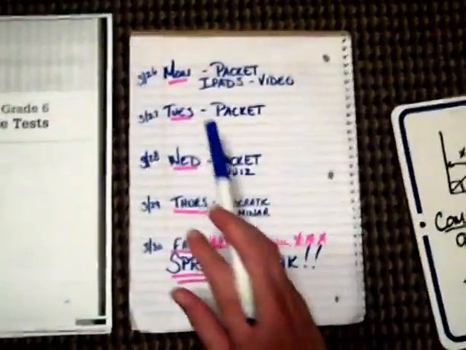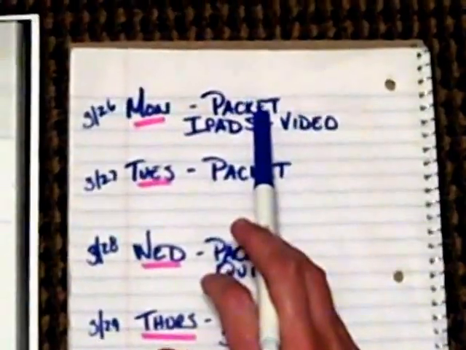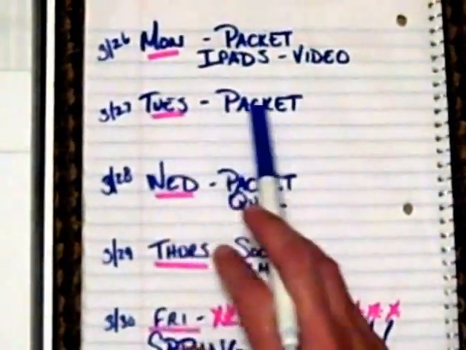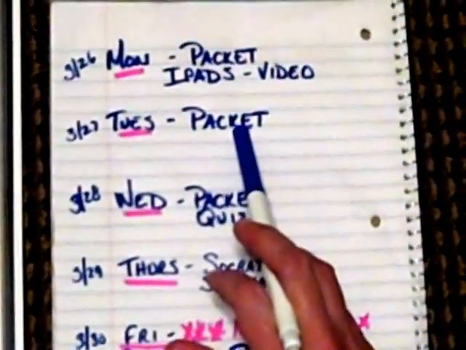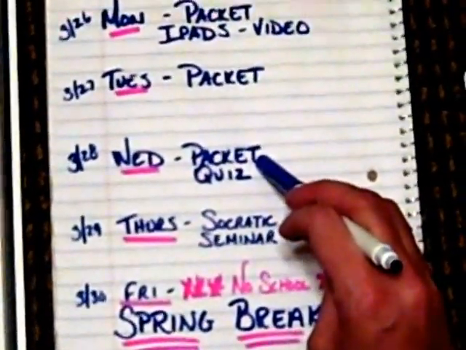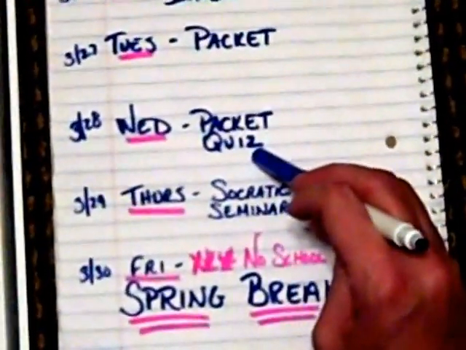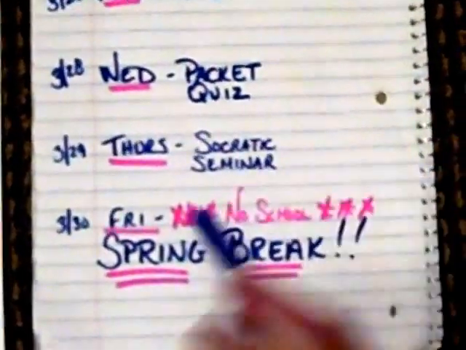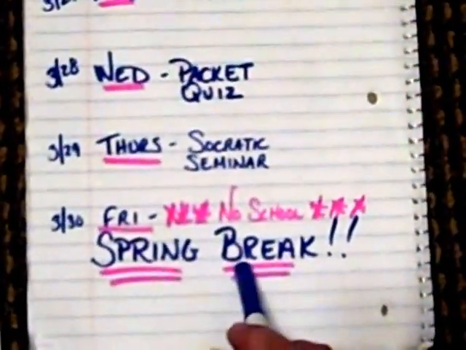Episode 7. This week, Monday, we're going to be doing the ISTEP review packet, iPad videos in class. Tuesday, we are working on completing the packet. Wednesday, the first half of class, the packet will be completed and turned in. And then we will have a quiz afterwards. On Thursday, we're going to have a Socratic seminar. And on Friday, no school, spring break.